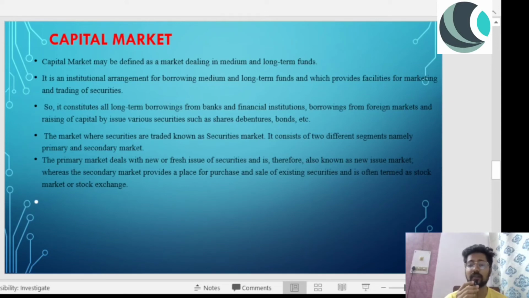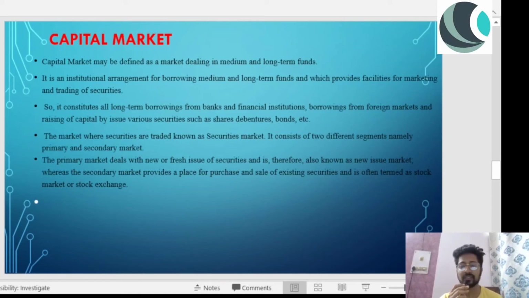In primary market, when we are talking about new issue, for example, you can consider initial public offering or IPO. While we are discussing this one, LIC IPO is in the news. So that is primary market when we are talking about the fresh issue. When the issue is revolving around the market, then we are talking about the secondary market, also known as stock market or stock exchange, right? So this is about capital market.